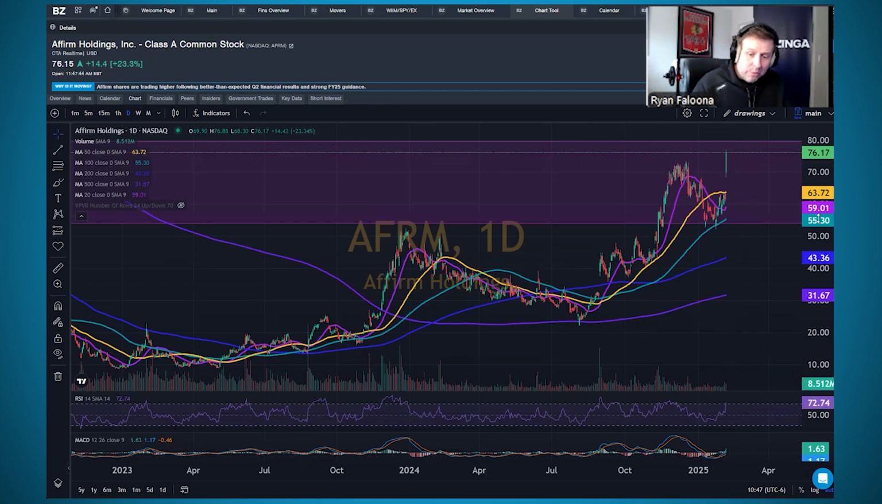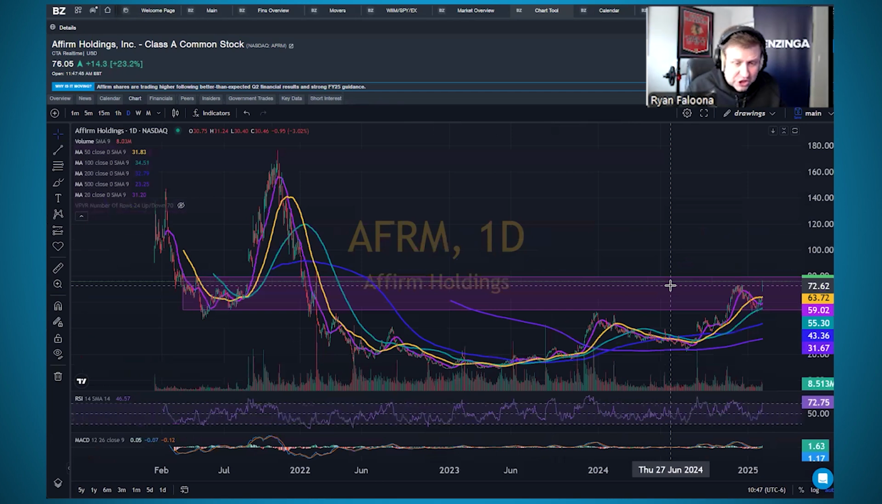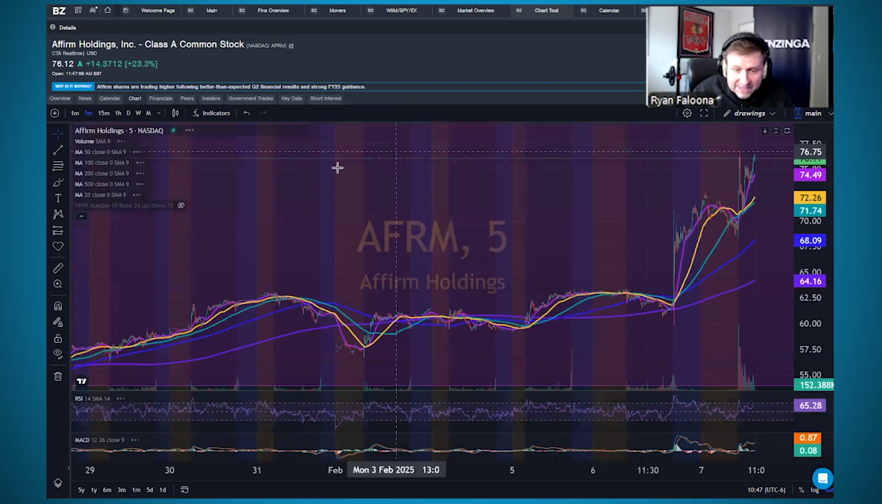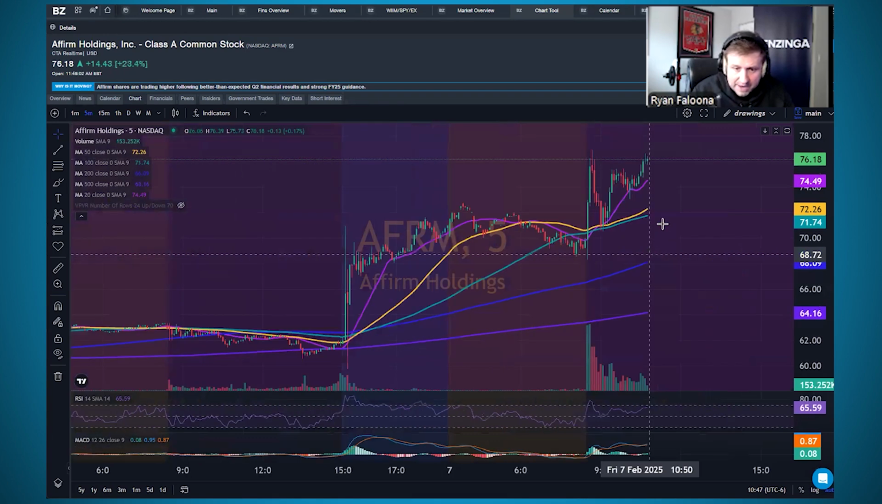So we're basically just identifying these areas by looking at the chart and seeing where the stock had trouble trading up or trading down, or where it reversed. Okay, and you can do that on any time frame. Speaking of that, we're actually going to zoom in and look at a smaller time frame here on Affirm.